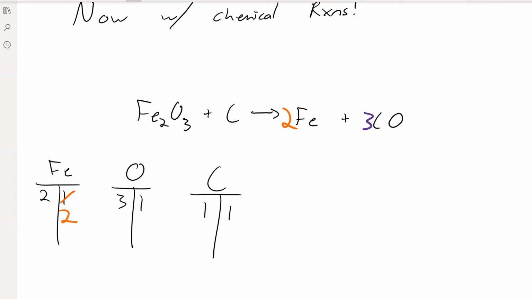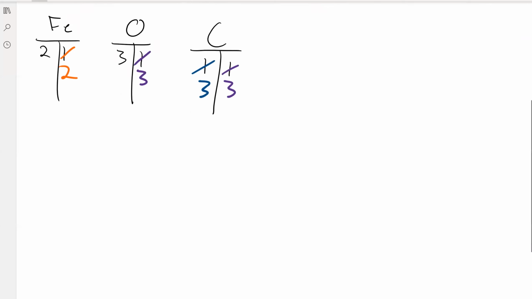We need 3 oxygens on the right side, so I'll change that to a 3, but then that'll change the carbons to a 3 as well. And then on the left side, I can simply change this to a 3. And so now our equation should be balanced. Of course, you want to double check. 2 irons on the left side, 2 irons on the right, 3 oxygens on the left, 3 on the right, 3 carbons on the left, 3 carbons on the right. So we're balanced. I'm just going to rewrite this equation.